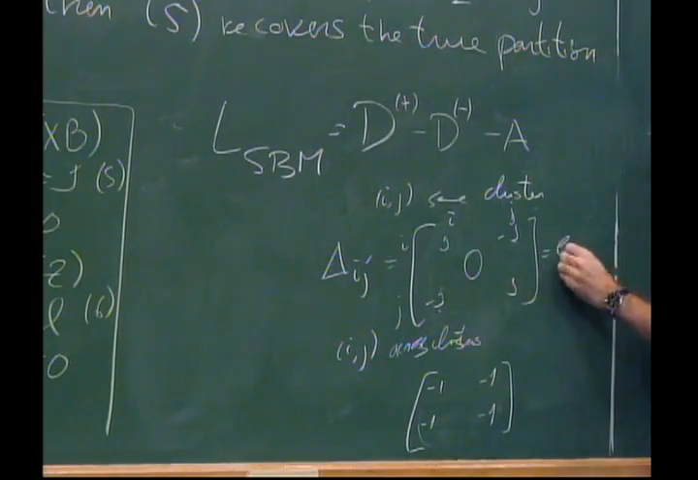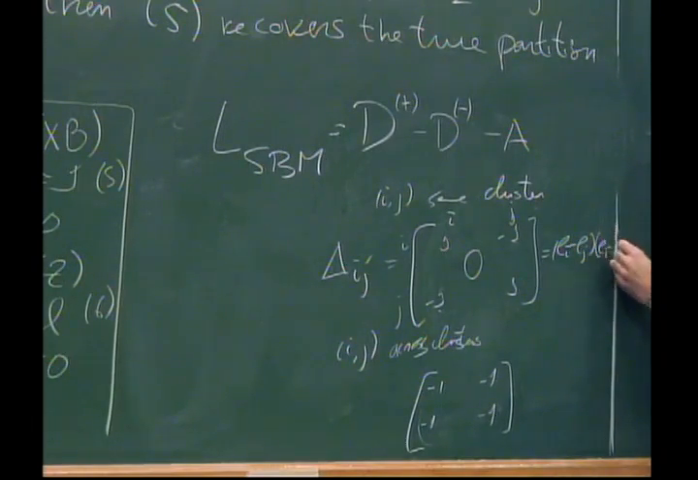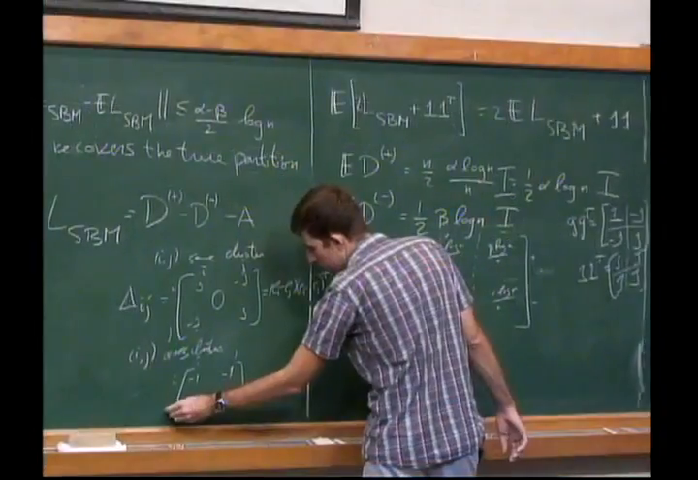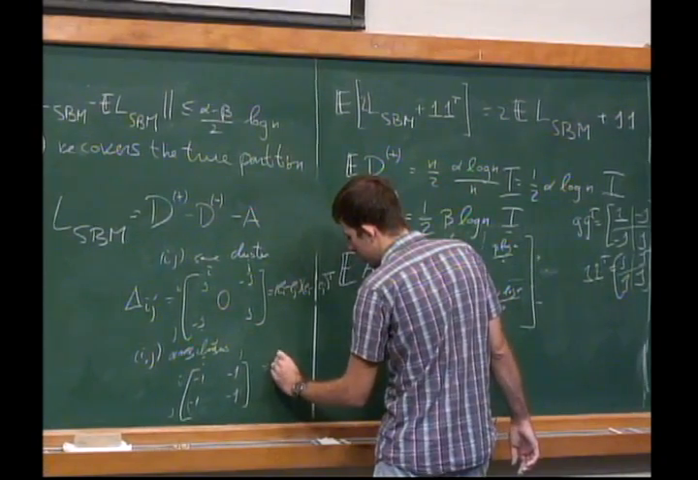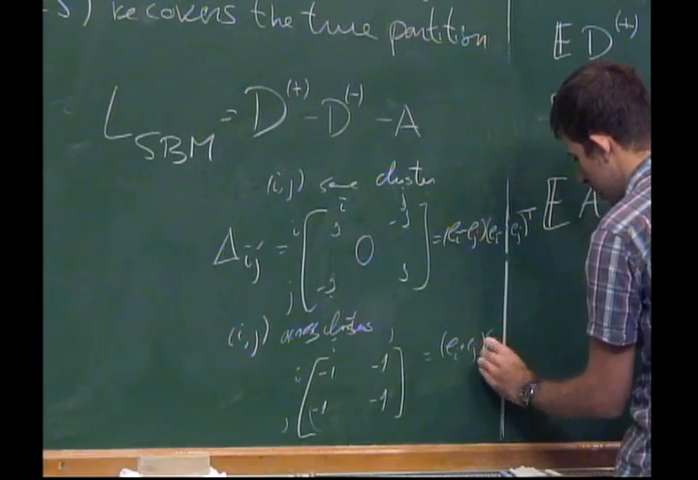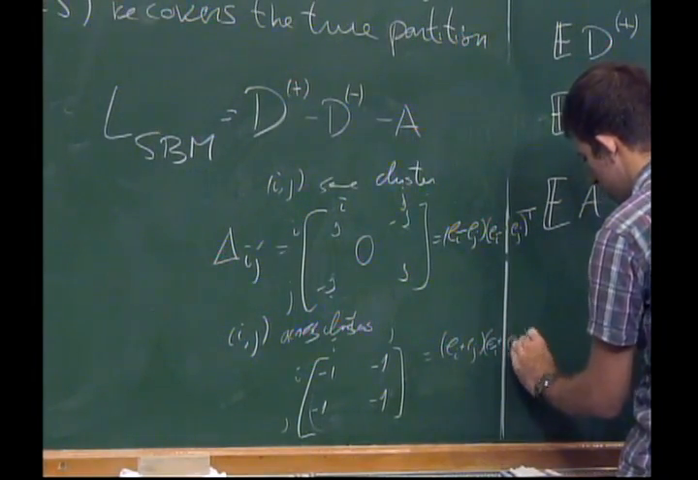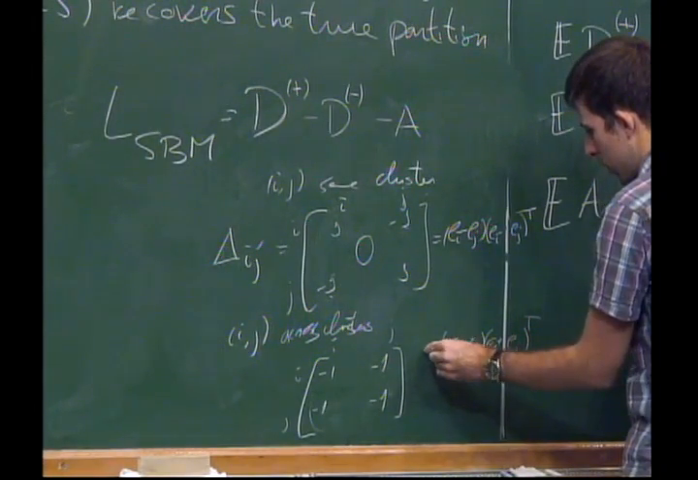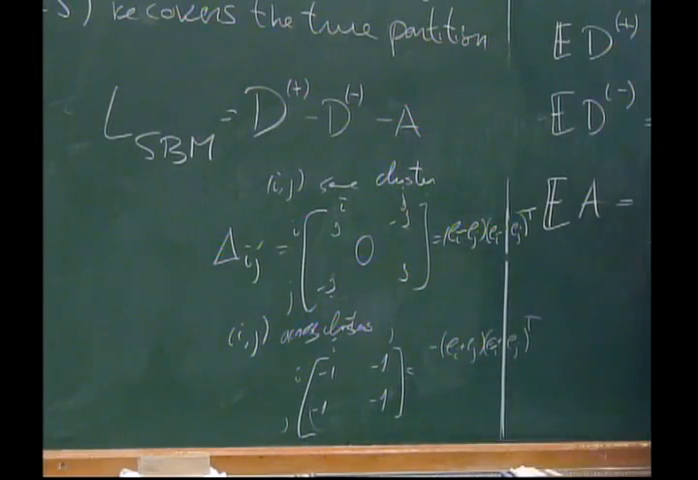Okay, so another way of writing this is e_i j times e_i minus e_j transpose, the same thing, with j here. And this will be (e_i plus e_j)(e_i plus e_j) transpose, with a minus sign. Right?